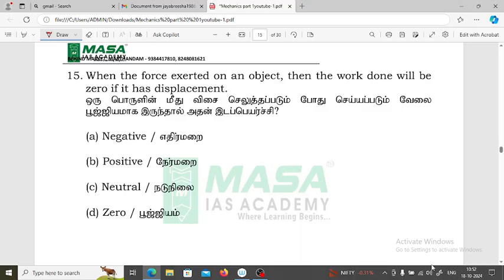Question number 15. When the force is exerted on an object, then the work done will be 0 if it has displacement.